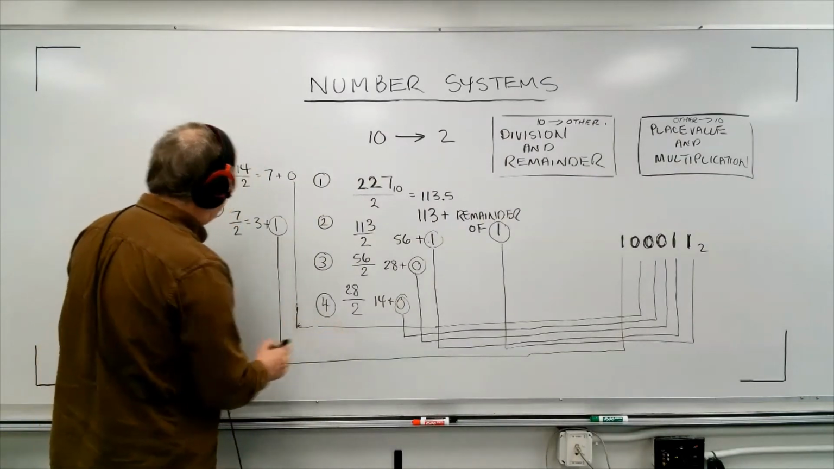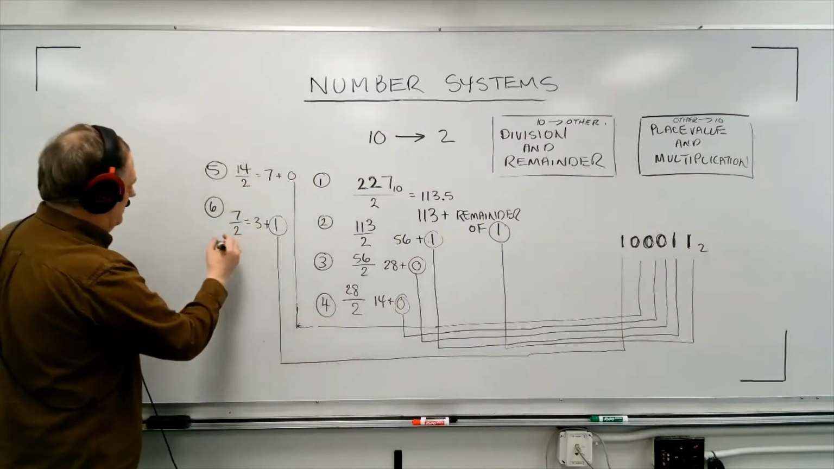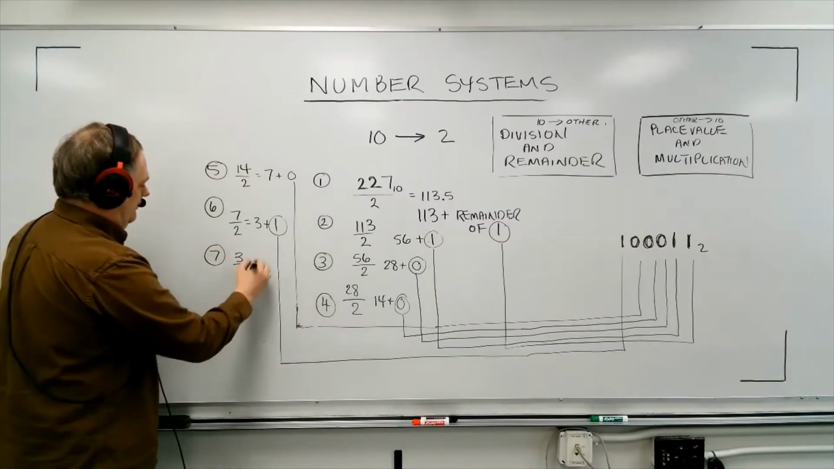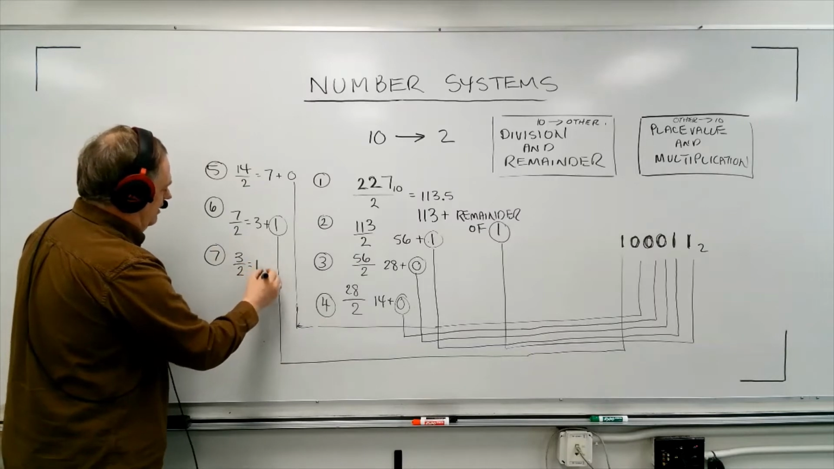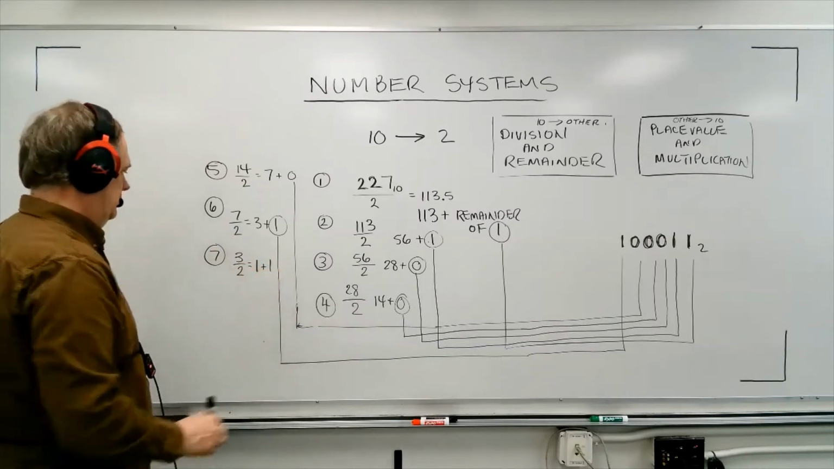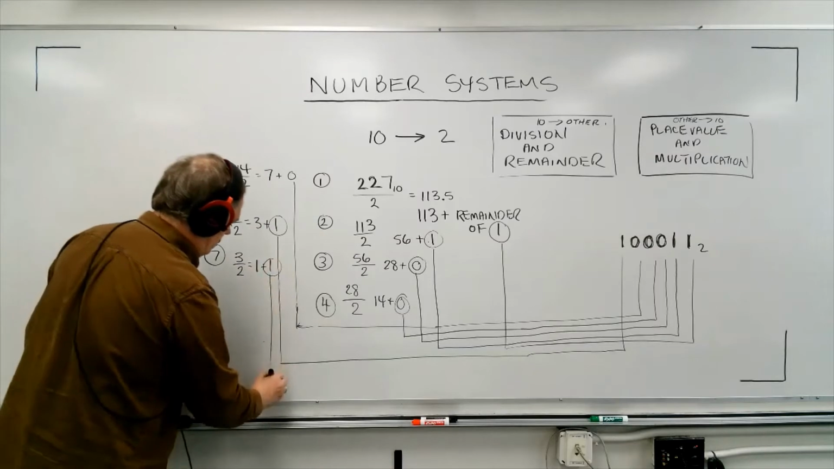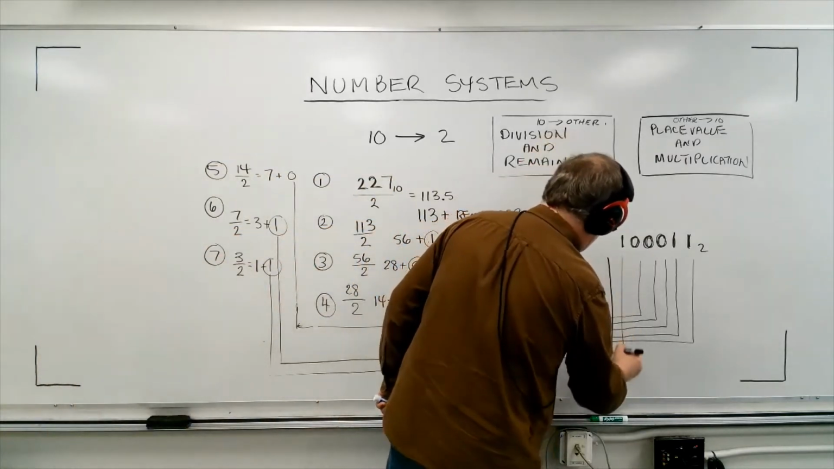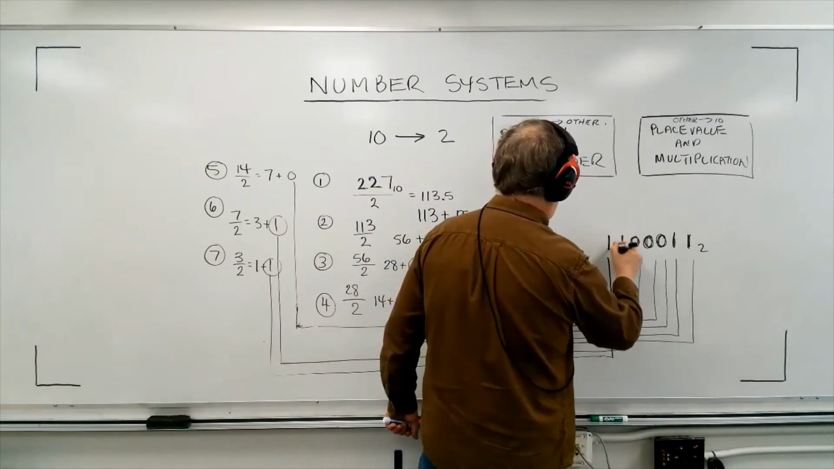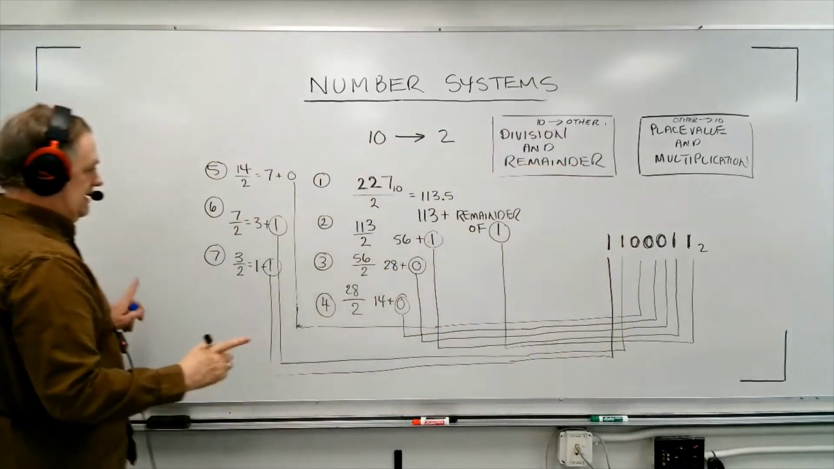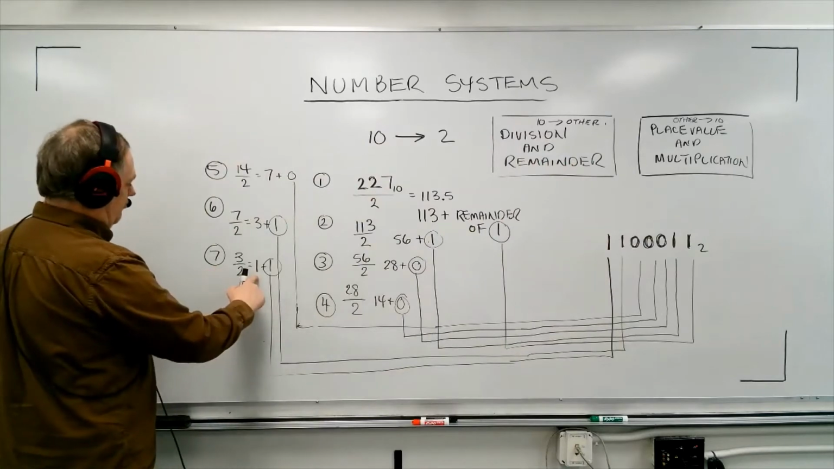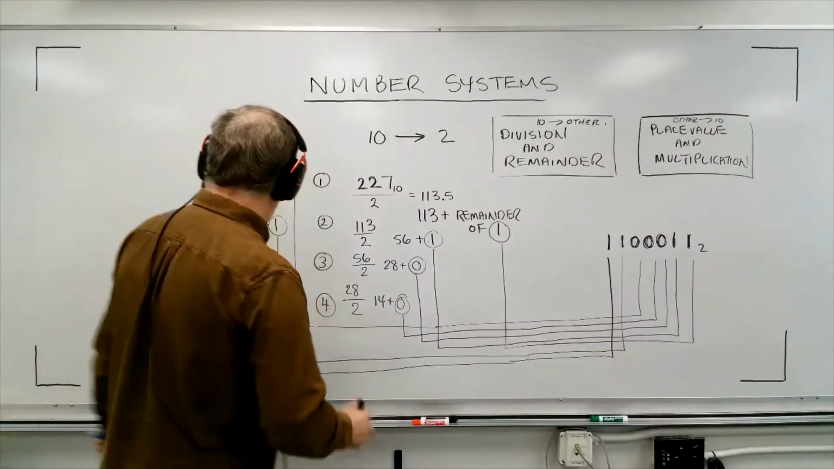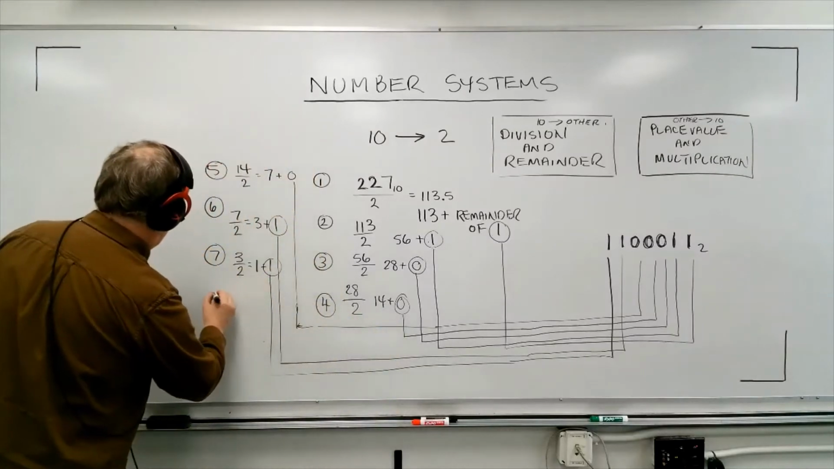So I now have 3, step number 7. 3 divided by 2 equals actually 1, and there's a remainder of 1. So I take the remainder, drop it down, run it across, and bring it up here. 1. Now I'm not done yet, so be careful. I still have 1, and you have to keep dividing until you cannot divide anymore. So 1 right here. Step 8.